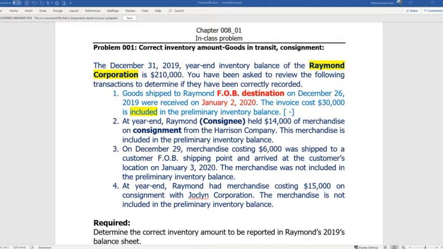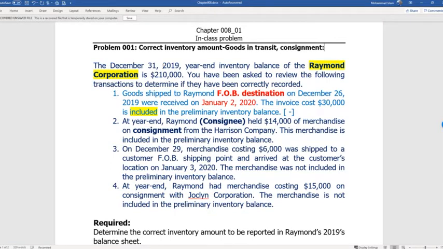Okay, welcome to part 3 of today's lecture. In this part, we will be solving two problems. In the first problem, we will be calculating the correct inventory amount and we will be considering the goods in transit and consignment. So, let's read the problem first.